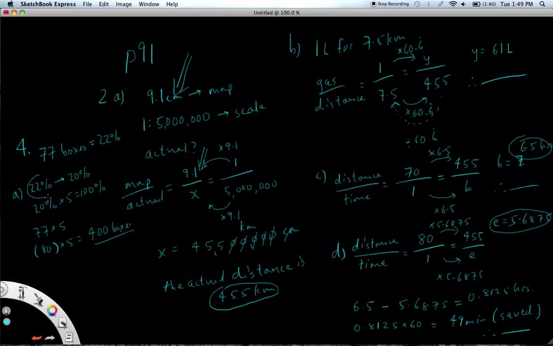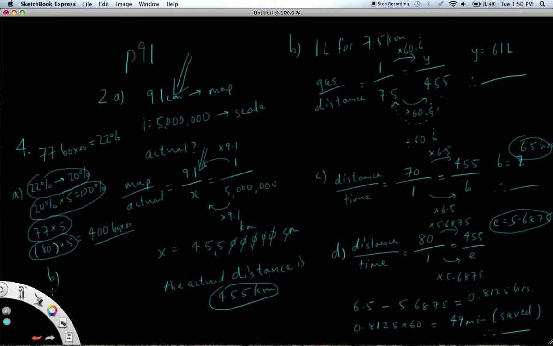I'm actually making this conversion. 22 is similar to 20, and 20 fits into 100 five times. I could think 77 times 5, but really, it's hard to do in my head, so let's just turn that 77 into 80, and just do 80 times 5, so that's about 400 boxes. So that's if I'm estimating.